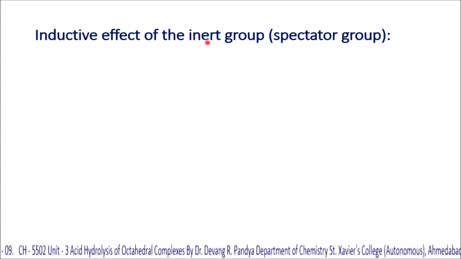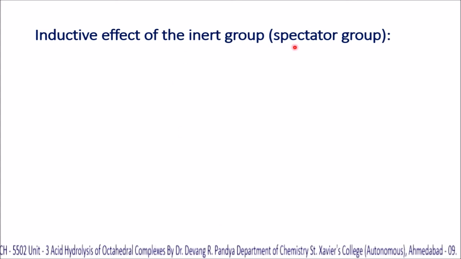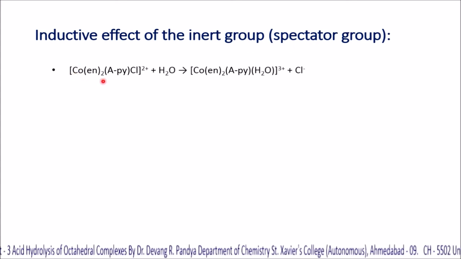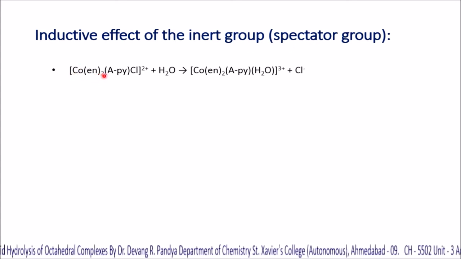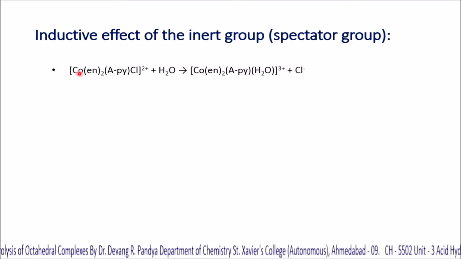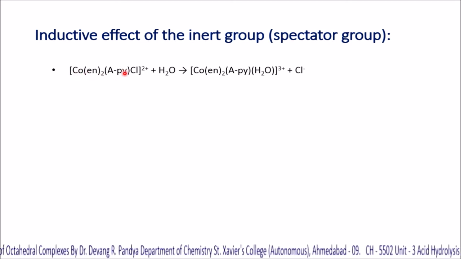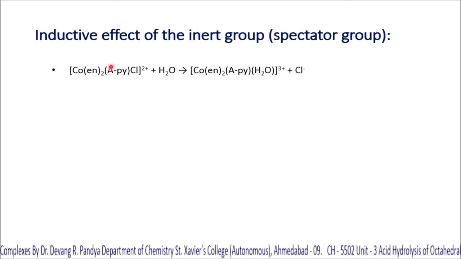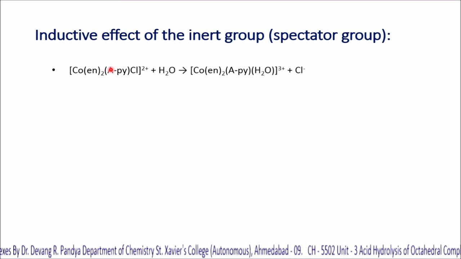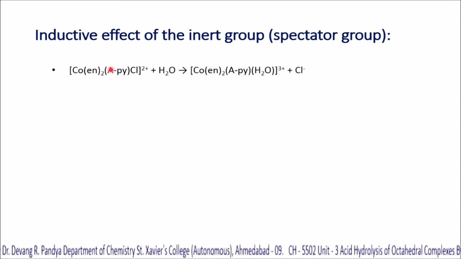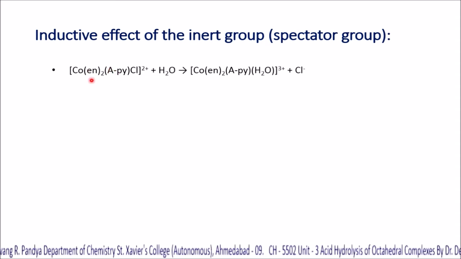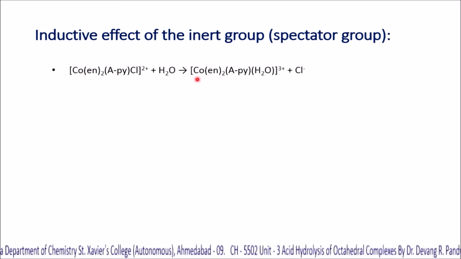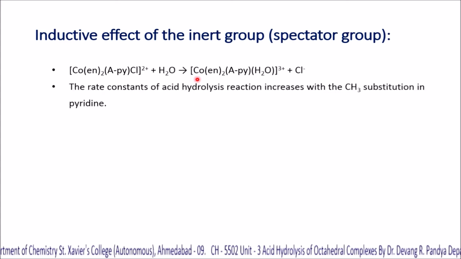Now, the inductive effect of the inert group, or we can say the spectator ligand, which is already present in the complex. Our example is that we have ethylenediamine, 2 molecules which are going to chelate the cobalt ion. We have pyridine, and that pyridine is substituted by any ligand A. We're going to change this ligand A, and we'll find out what happens in the mechanistic process of this ligand substitution reaction.